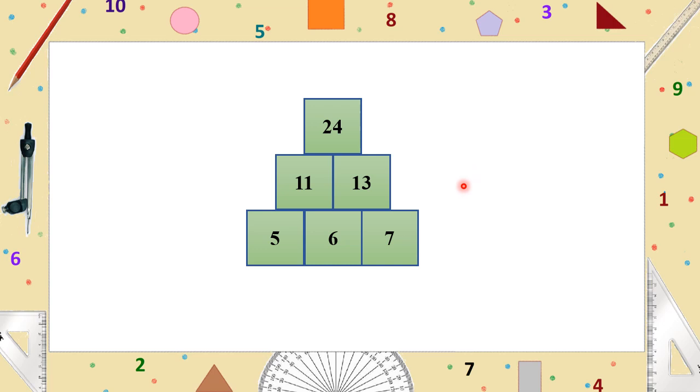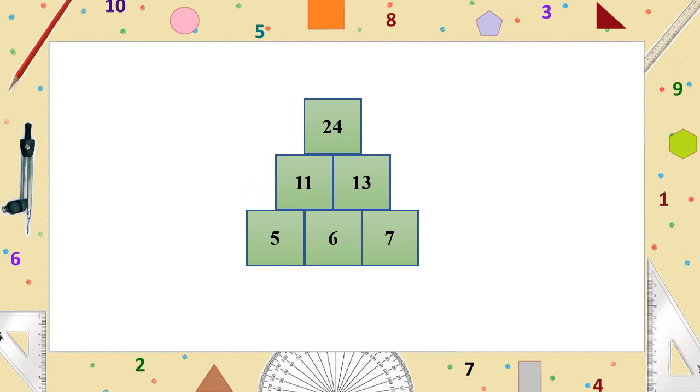Can you see any relationship between the adjacent lines? How is this pyramid formed? Do you have any idea? Let's check. Look at this. Here, the sum of 5 and 6 is 11, right? And the sum of 6 and 7 is 13. And when we add 11 and 13, we get 24. That means the sum of adjacent numbers is given on its top. Right.